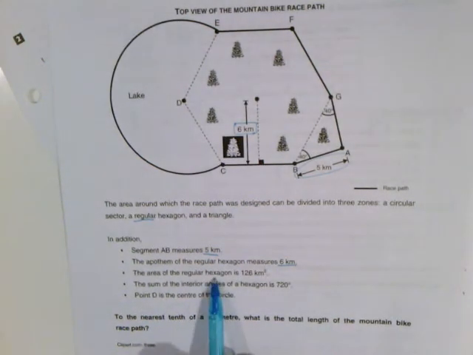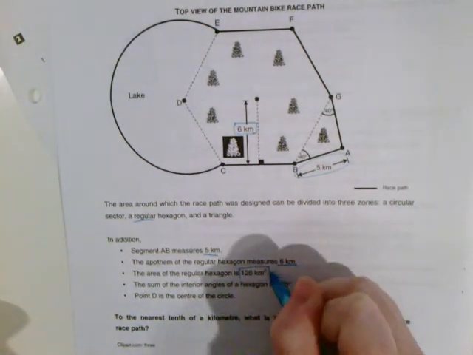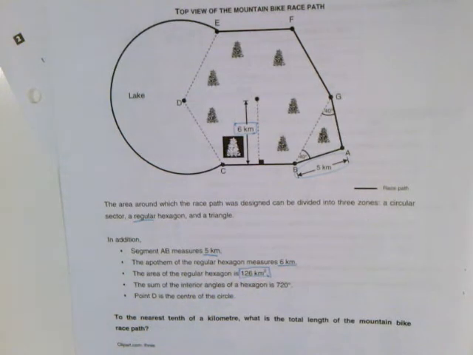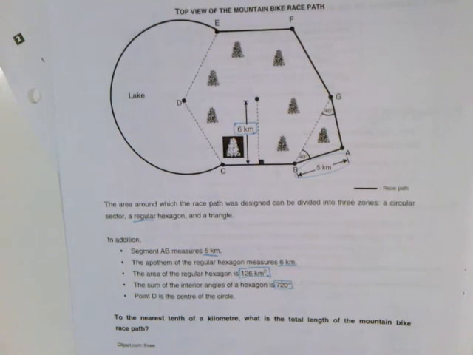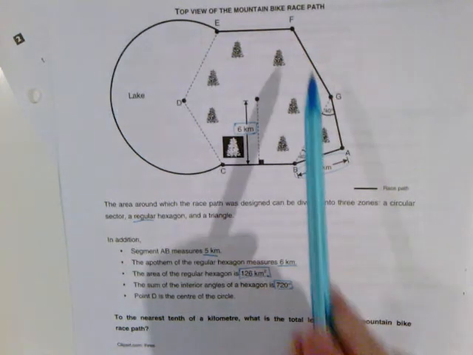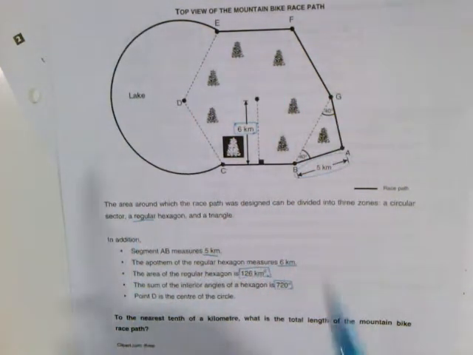The area of the regular hexagon is 126 kilometers squared. So that's something that we're going to use to work backwards right away. And the sum of the interior angles of a hexagon is 720 degrees. Again, that's really nice. They did not need to tell you that. You should be able to figure that out using the formulas that we learned in class. So it says point D is the center of the circle. And you need to figure out, to the nearest tenth of a kilometer, what is the total length of the mountain bike race path. So you have to figure out what the length is around this whole thing.